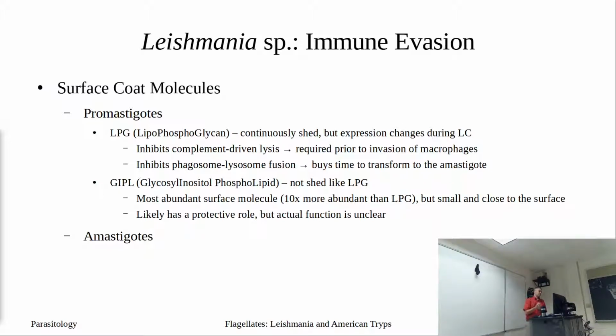GIPL. So LPG is lipophosphoglycan. They're going to coat the surface, and they're going to continually shed it. So it's going to be on the surface, they're going to lose it, and they'll just keep shedding it. And this gets increased as we transition to our metacyclic trypomastigote form. This is part of that more than 17 nanometer thickness. What is its role? Well, it's got two roles. Number one is it inhibits complement-driven lysis.